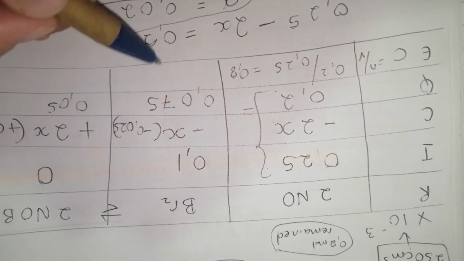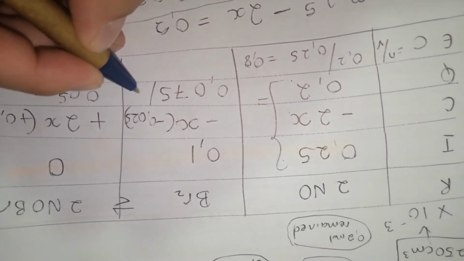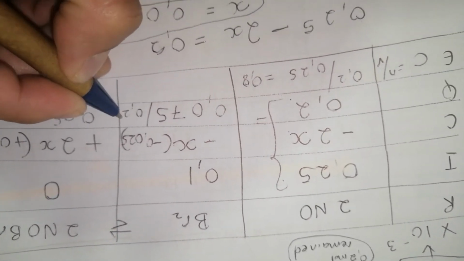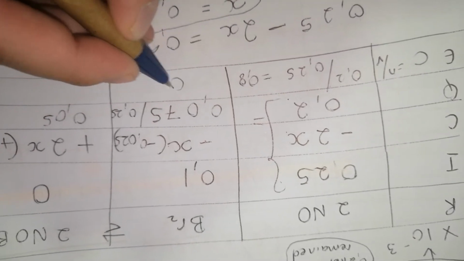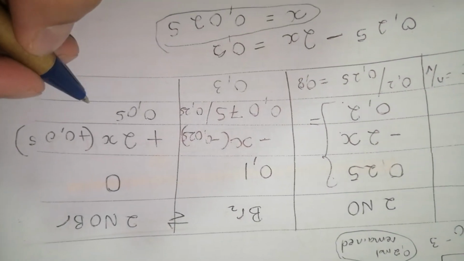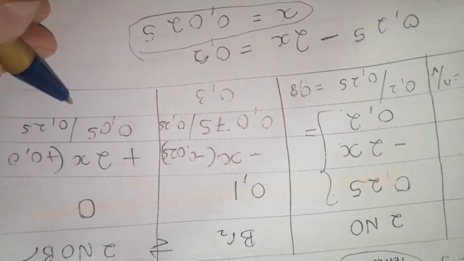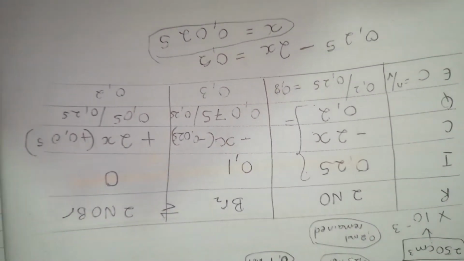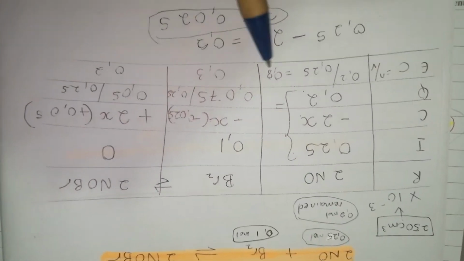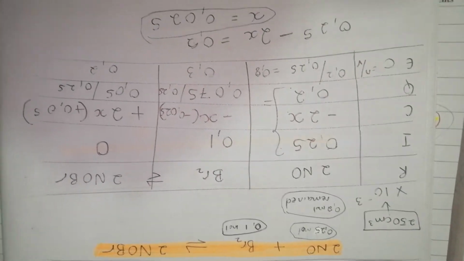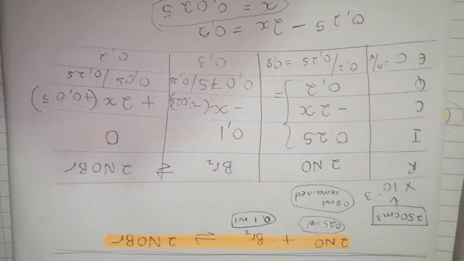Then you're going to do the same for all of this. You're going to say these moles divided by 0.25, and that will give you 0.3. And the same for the product: these moles divided by 0.25 will give you 0.2. And remember, the volume is the same for all, so you're going to divide all by the same volume, which is the same number. And this is basically it.